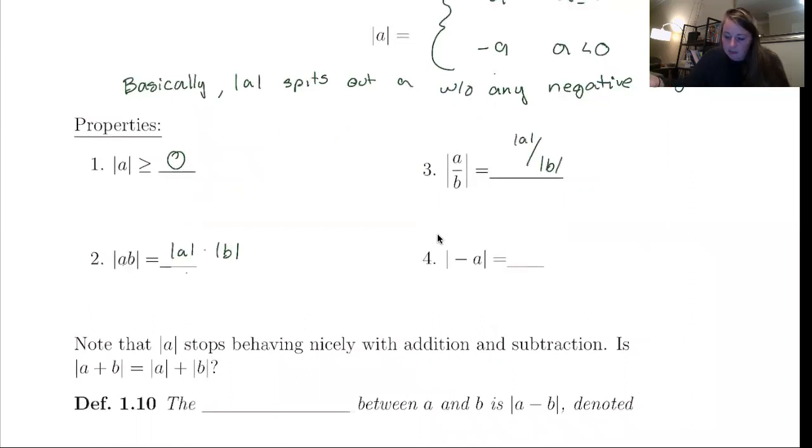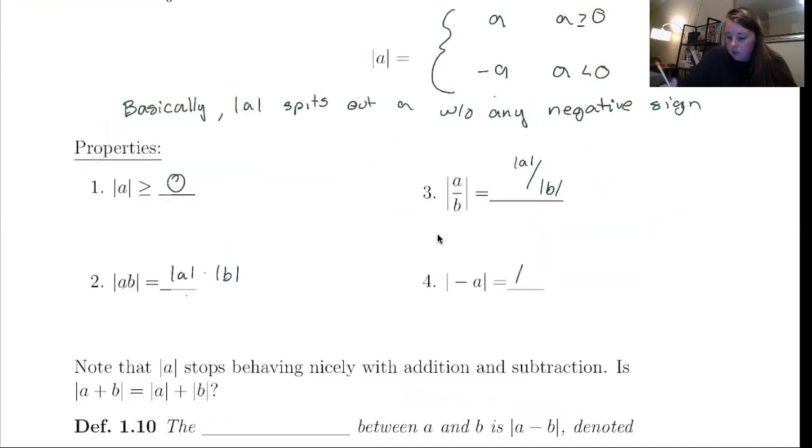Okay, so now what if I have a negative? I have the absolute value of negative A. What is that going to be equal to? Remember, the absolute value takes the distance from the origin. So negative A is going to be just as far away as A is. So the absolute value of negative A is equal to the absolute value of A.